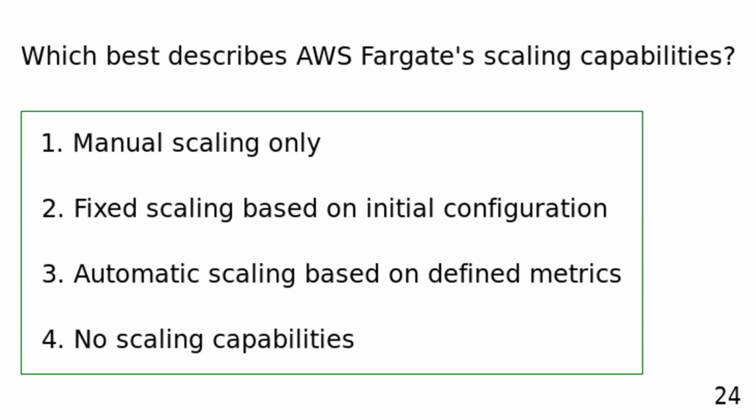Which best describes AWS Fargate's scaling capabilities? Manual scaling only. Fixed scaling based on initial configuration. Automatic scaling based on defined metrics. No scaling capabilities.